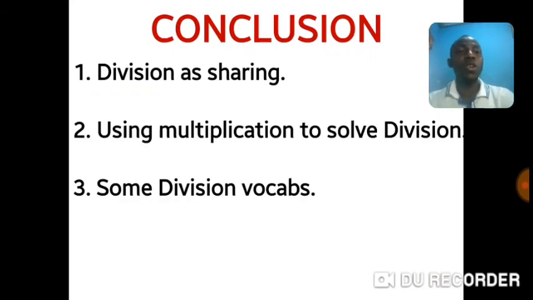Now we come to the conclusion of our lesson. What have we learned so far? We learned about division as sharing. We used multiplication to solve division. And then we learned about some division vocabs. Now let's run quickly through the vocabs.